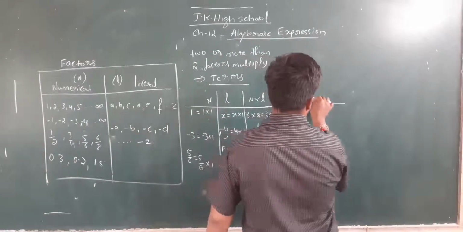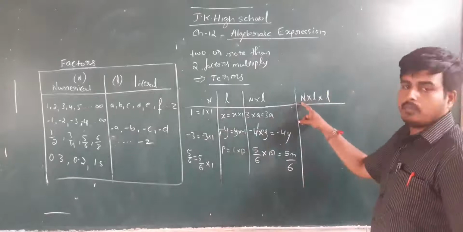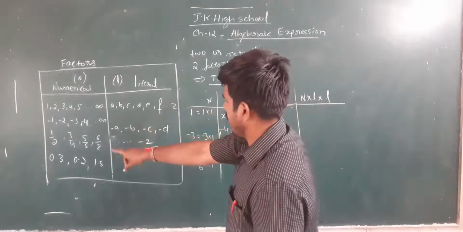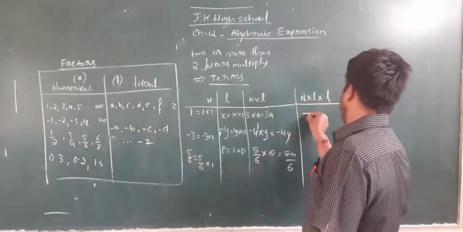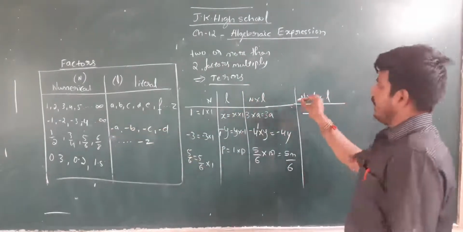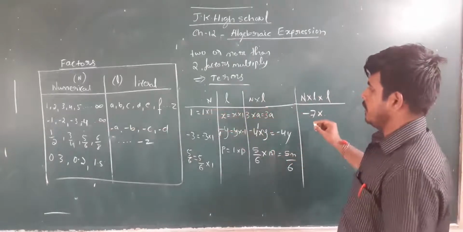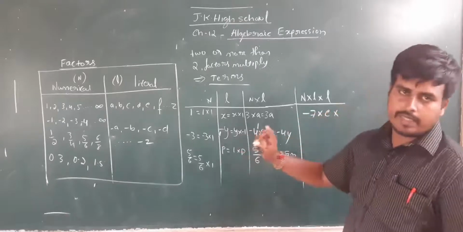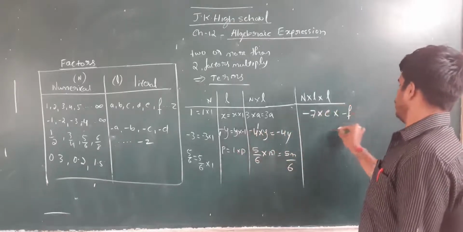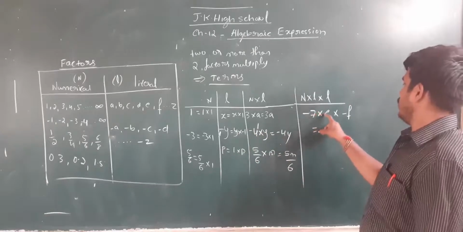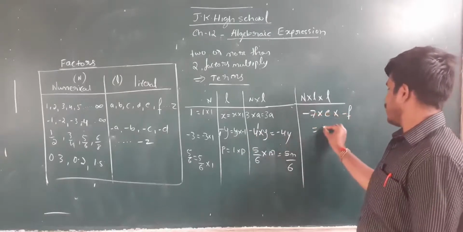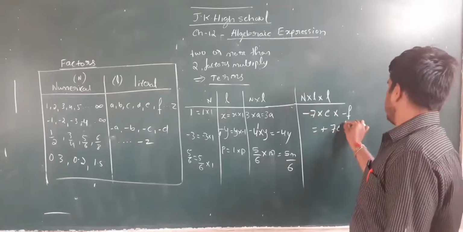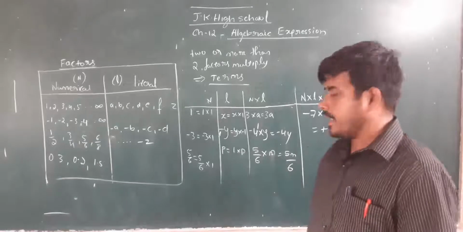One number into two letters. Try. You can take any number. I will take -7 into one letter. Let's say E into -f. Minus into plus is minus, minus into minus is plus. 7 into E into F will give you 7EF. Minus 7EF is a term.